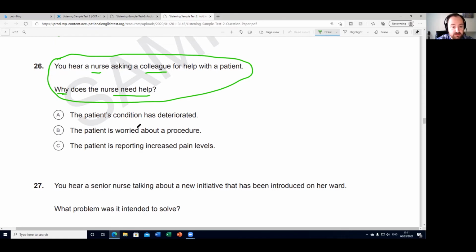So in A, the patient's condition has deteriorated. Okay, deteriorated. When we see a key word, start thinking about paraphrases for that keyword. Deteriorated, how could we say that in a different way? It got worse. Okay, so that's maybe something that could be paraphrased, especially when we're thinking about a specific detailed question. The patient is worried about a procedure. Keyword here is worried. Again, we should be listening for paraphrases here. And the patient is reporting increased pain levels. So I'm going to choose these two words here and say increased pain levels are the important things here.